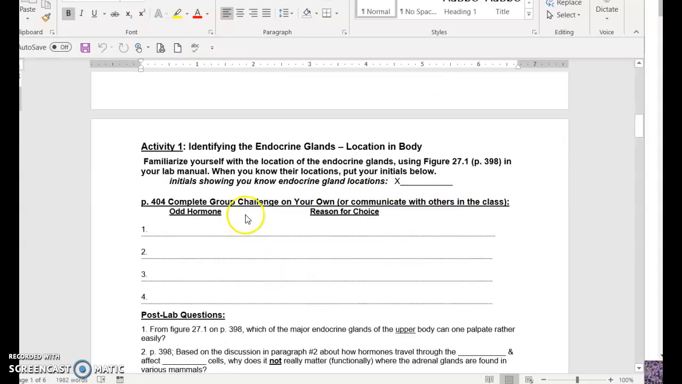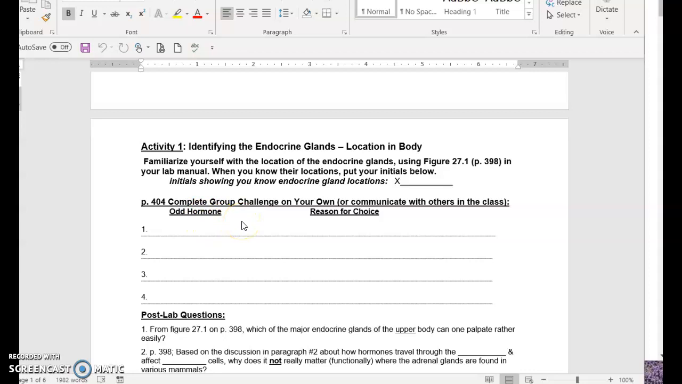And then there's some questions in the group challenge. You don't really have a group to work with. You can communicate with others in the class if you want. And again, these are a little bit of opinion questions because you're just given a reason for choosing why you think that's the odd hormone.